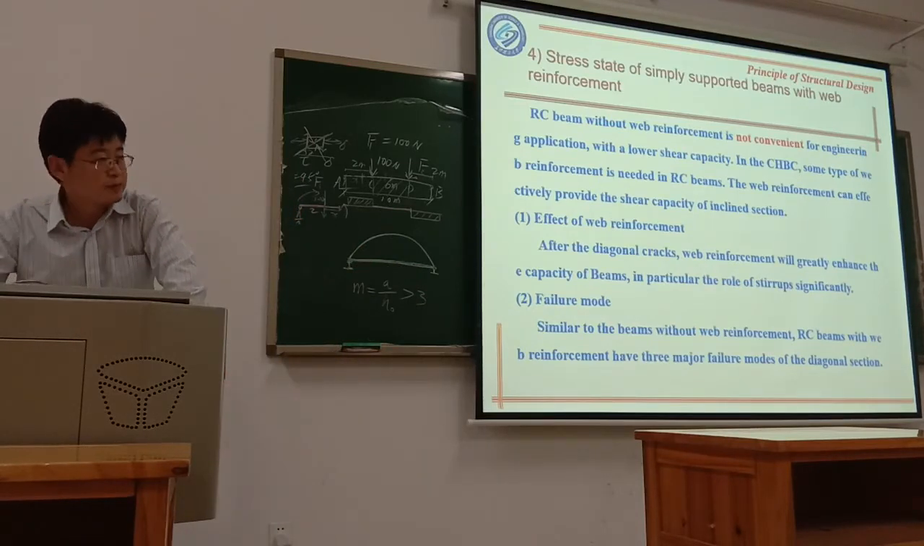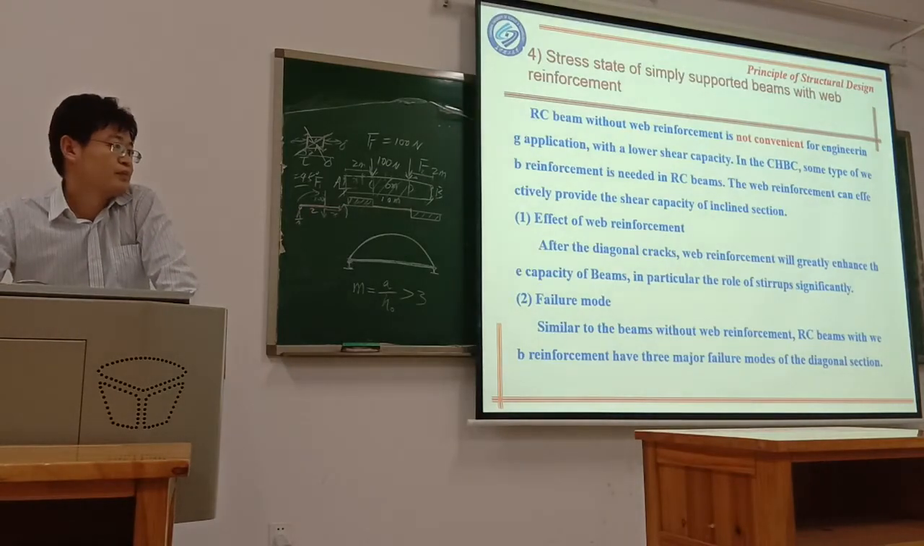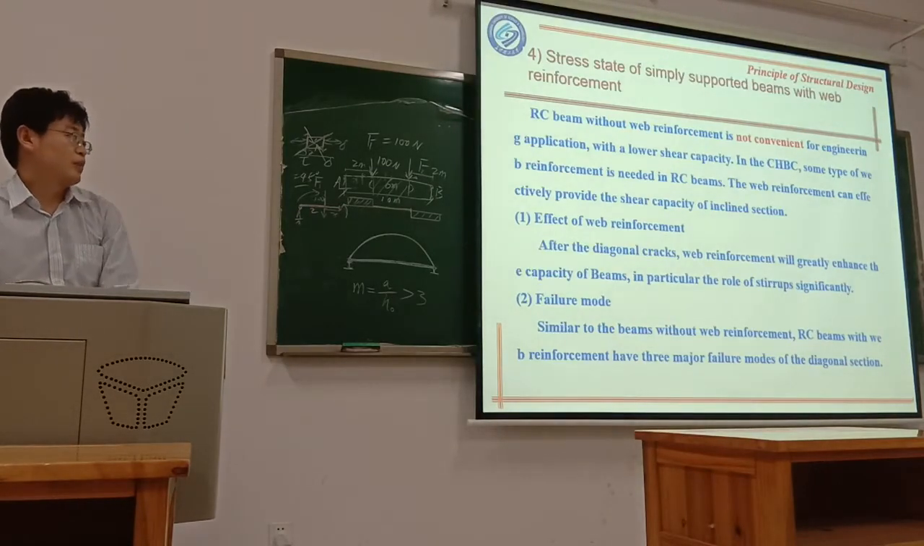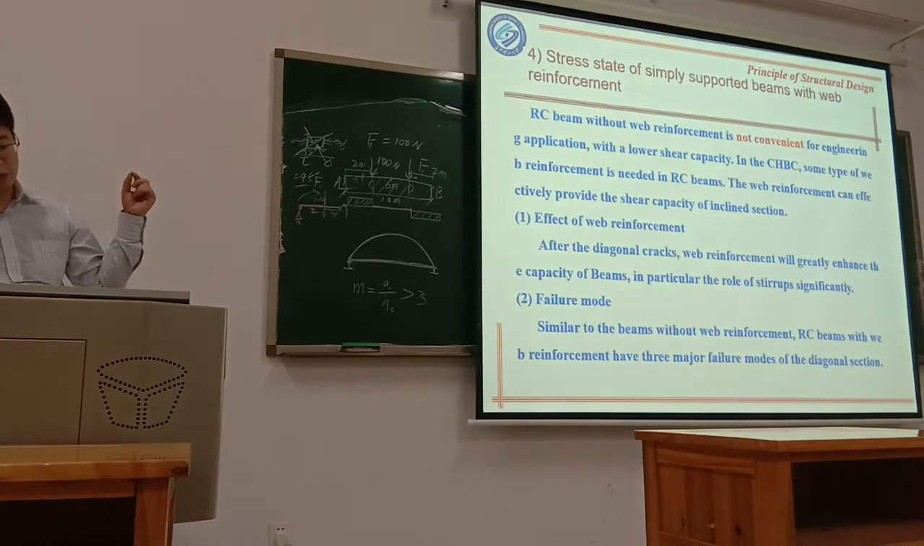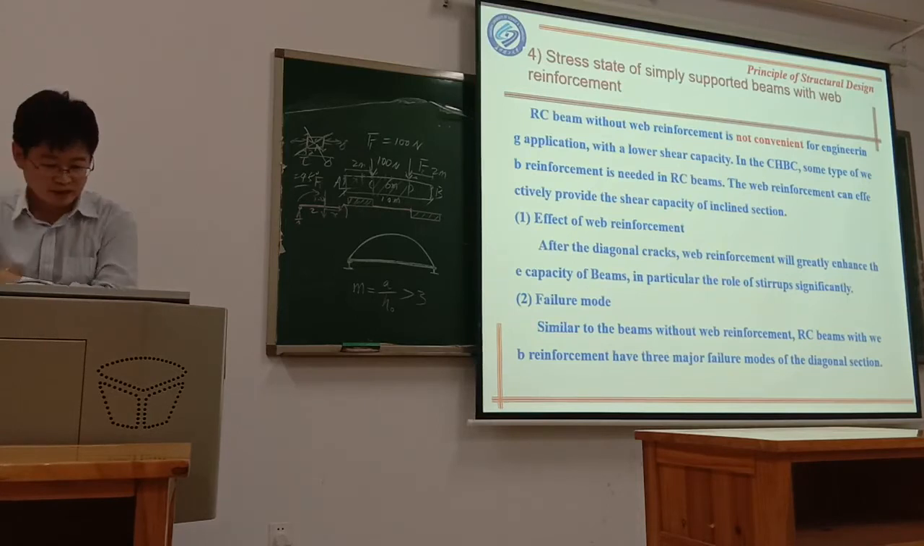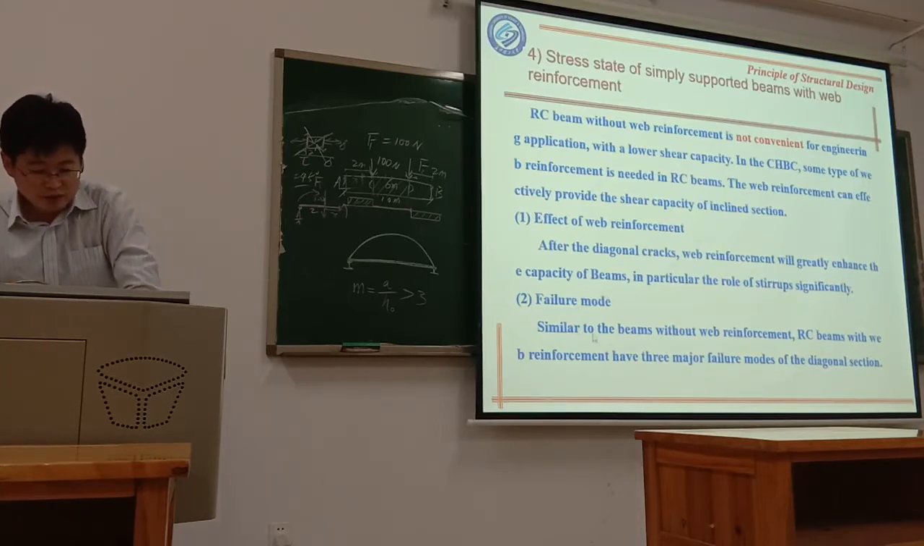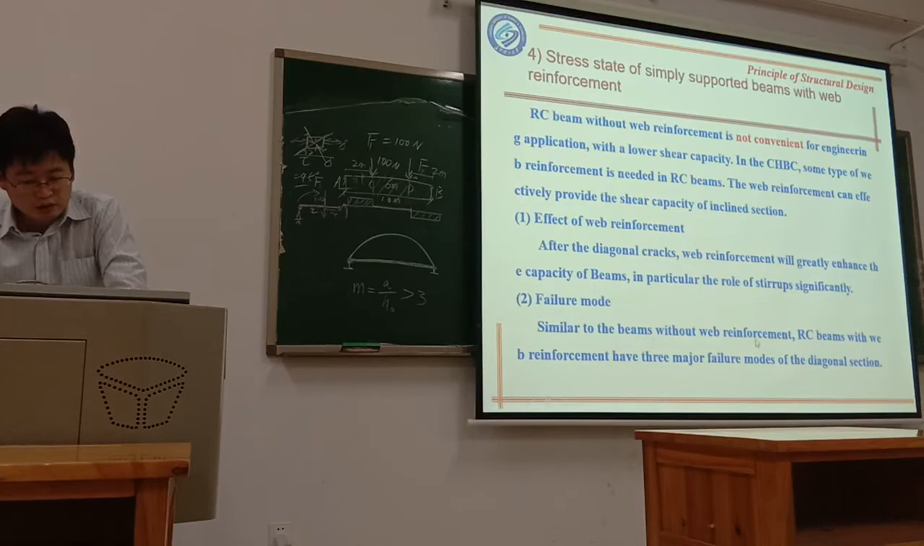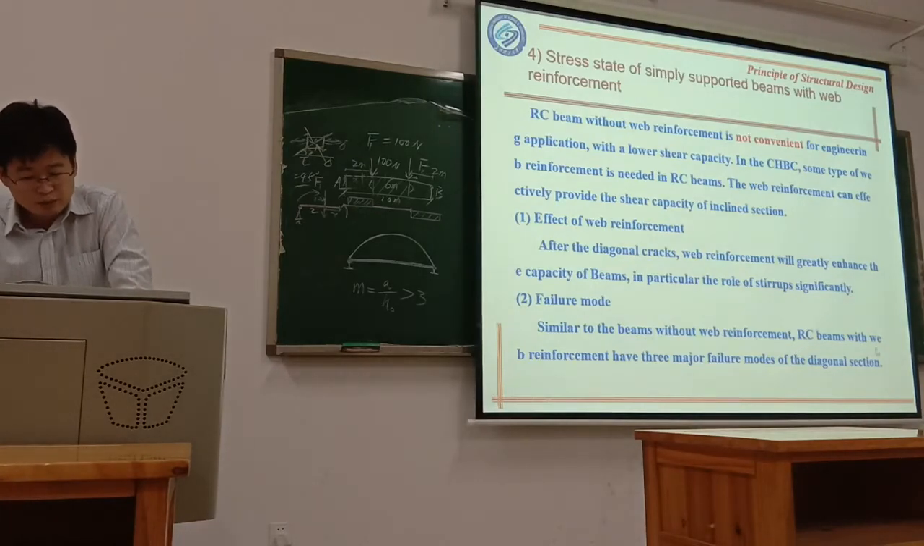But you should put the stirrups. Stirrups have a very good function to resist the shear force in the inclined section. So failure is similar to the beam without web reinforcement. An RC beam with web reinforcement has 3 major failure modes of the diagonal section.